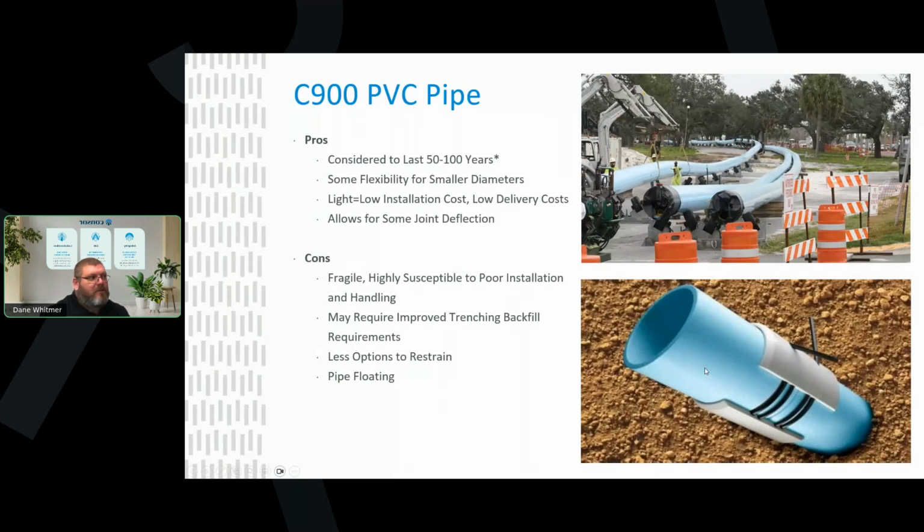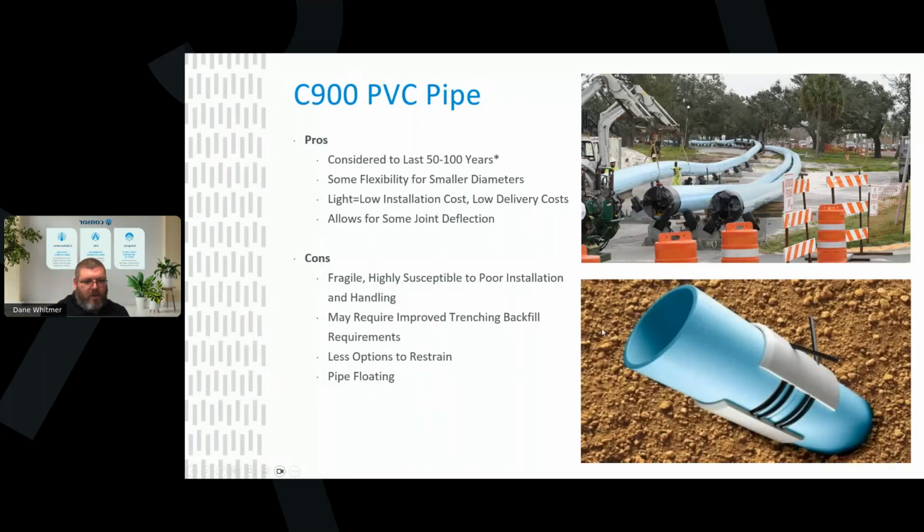So it doesn't do well with what I call the Billy Bob construction approach, right? It's not going to handle being dropped. It's going to crack, and so you have to take extra care with it. Unlike ductile iron, if you dropped it off the loading trailer, more than likely you're going to be okay, outside of maybe compromising your internal coating.